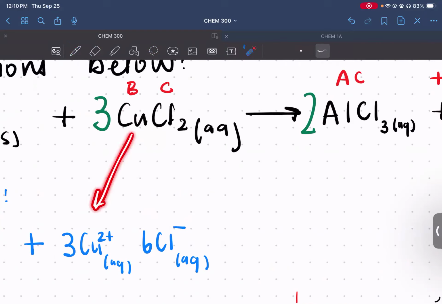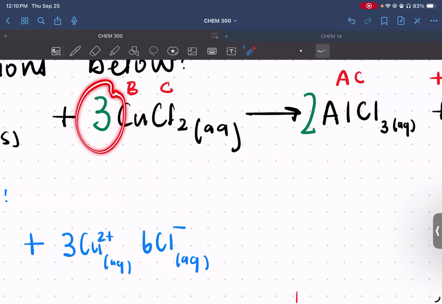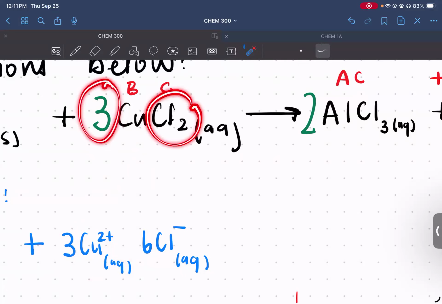We break up copper chloride to clearly show us copper 2+. We break up chlorine to get us Cl-. They're both aqueous, so we recognize that. What about the balancing? Well, there was a 3 in front of it to begin with. That tells us there are 3 copper ions. Similarly, there are 3 times 2 chlorines for a total of 6 chlorine ions.